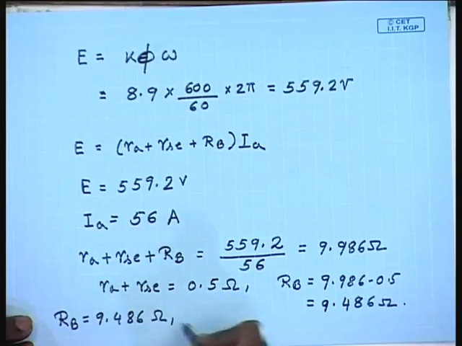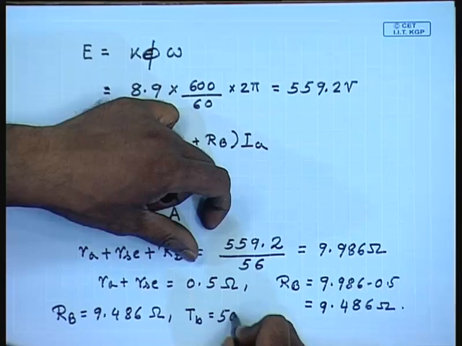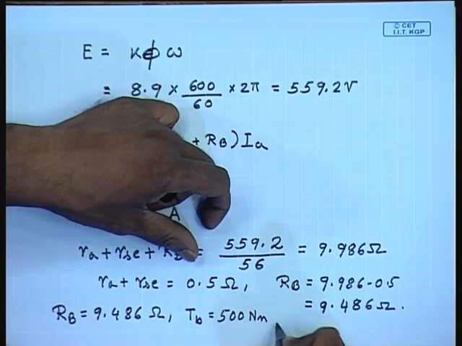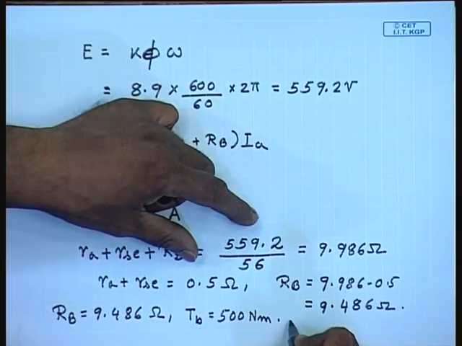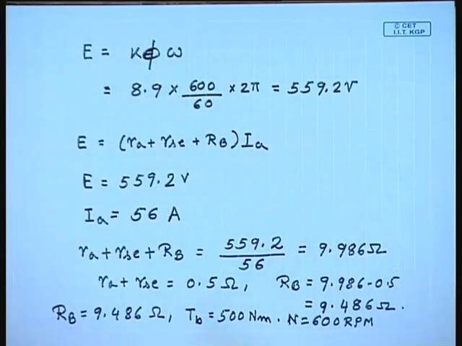However, it should be understood that this resistance R B equal to 9.486 ohm will give a braking torque T B equal to 500 Newton meter at n equal to 600 RPM only. As the speed goes down, the torque will also go down. Hence, in order to maintain a fixed braking torque, we will need to vary R B, which we have seen can be done using a chopper. Thank you.